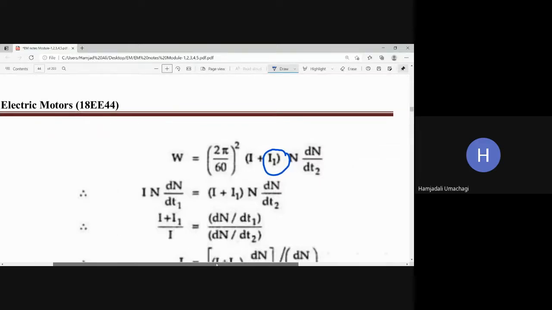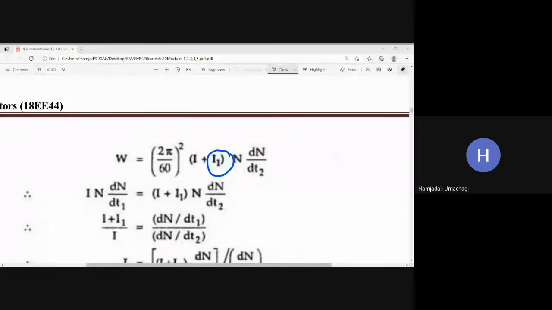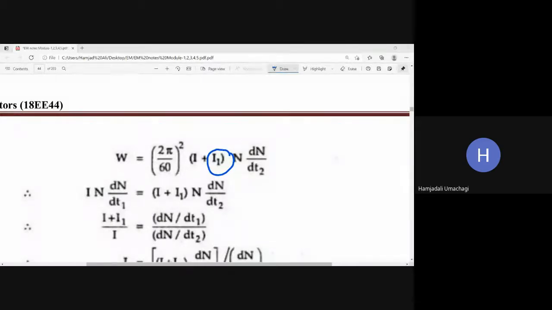Flywheel's moment of inertia is how much? Yes, it is I1, yes or no? Yes, sir. I1 into N into dN by dt2. So this is the second speed-time relation.